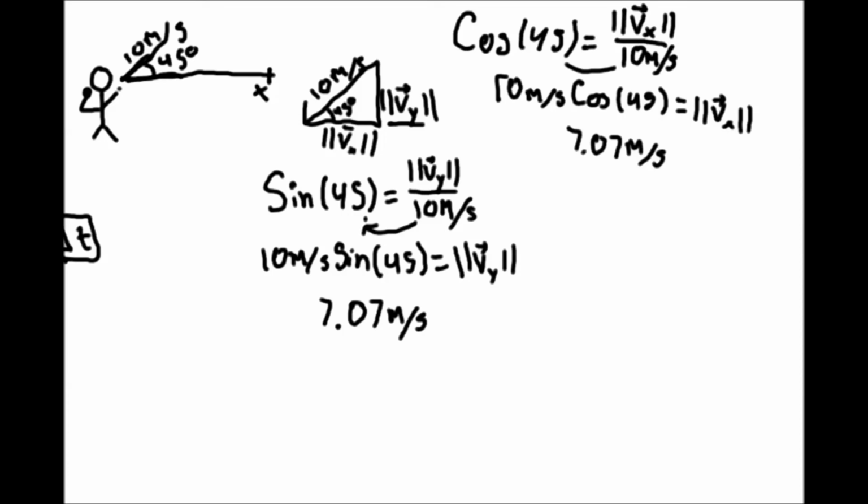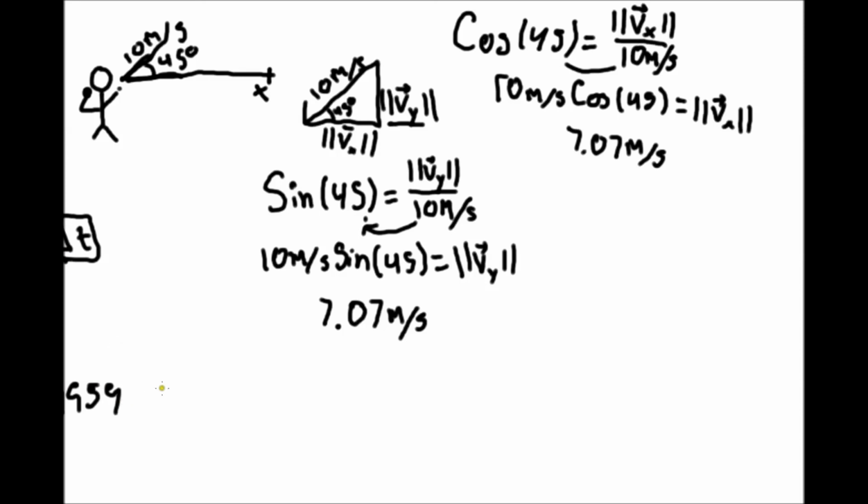So let's solve this. We have the 7.07, that is our velocity on the y-axis, divided by 9.82 meters per second squared for the acceleration of gravity. And if you were to go ahead and solve this, you should get approximately 0.71959 for the change in t. So what do we do with the change in t?